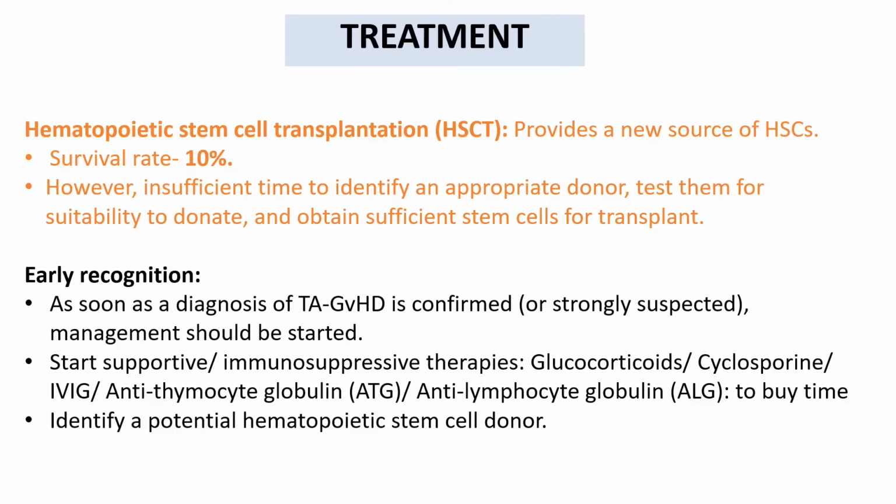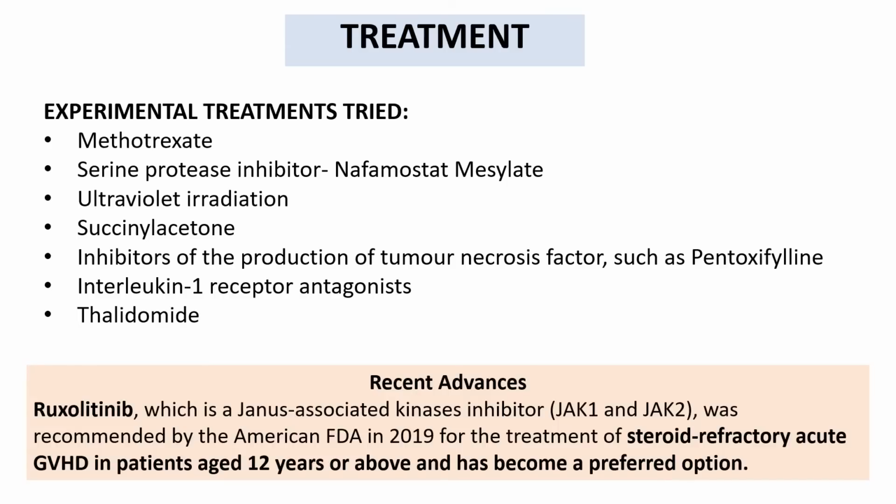As soon as the diagnosis is confirmed or strongly suspected, management should be started. Initially, supportive and immunosuppressive therapy, such as glucocorticoids and cyclosporines, is given, and it is used to buy time to identify a potential hematopoietic stem cell donor. Some experimental treatments have been tried, for example, methotrexate, nafamostat, UV irradiation, thalidomide, etc. However, there has not been much success. Recently, a drug called ruxolitinib has been approved by the US FDA. It is a JAK1/JAK2 inhibitor. It is used for the treatment of steroid refractory acute GVHD in patients 12 years and above, and it has become the preferred option.